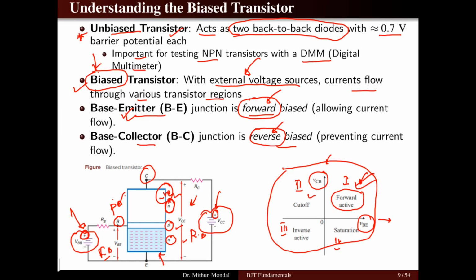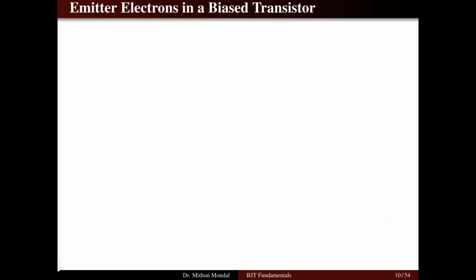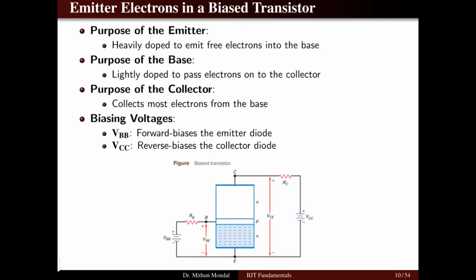Other regions we will be discussing in a while: what is the cutoff region, inverse region, and the saturation region. Now you have the biased transistor, you have connected a source. So how do the emitter electrons flow? Let us try to understand it. So now we have the concept of biasing. We have connected the voltage source across the two junctions, in the emitter and the collector.